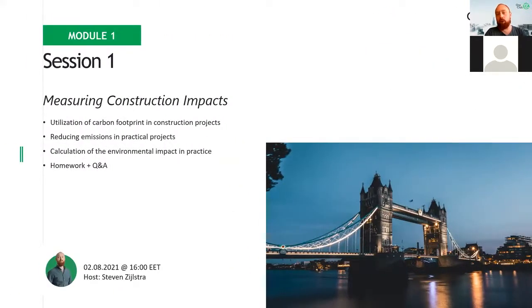So then session 1, which is basically today. Today we'll be talking about measuring construction impacts. We'll be looking at the utilization of carbon footprints in construction projects. We'll be looking at how we can reduce emissions in practical projects, how we actually calculate, and then there will be the homework assignment plus this 30-minute Q&A session.